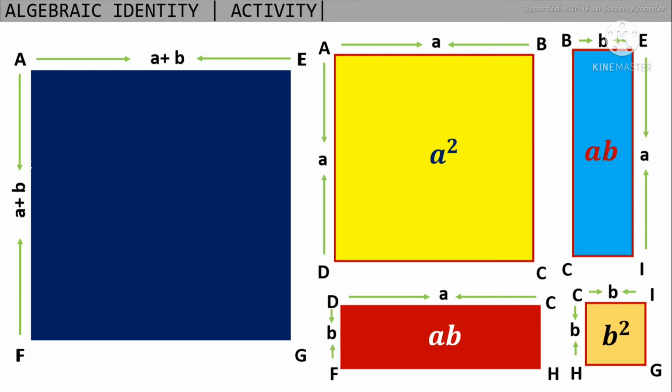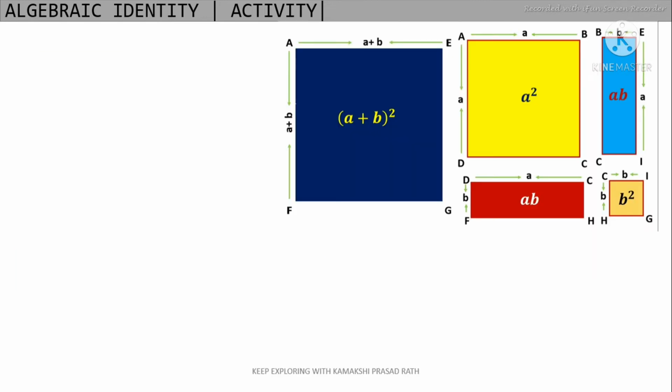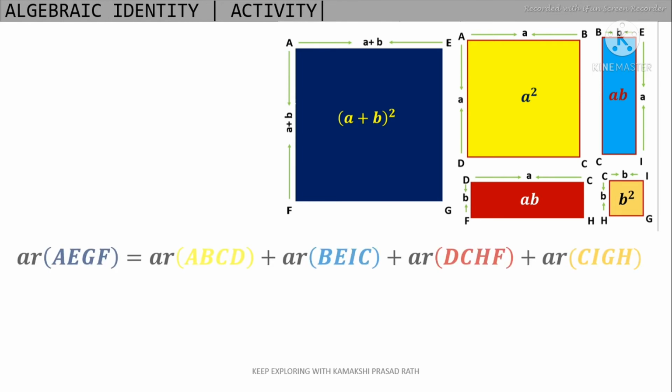Now let's find the area of the square AEGF. Same thing, side into side. So (a + b) into (a + b), that is (a + b) whole squared. So the area of AEGF will be (a + b) whole squared, and we have found the area of each cutout figure. As the 4 cutout figures are from the same square AEGF, we can write it like this, the area of AEGF.